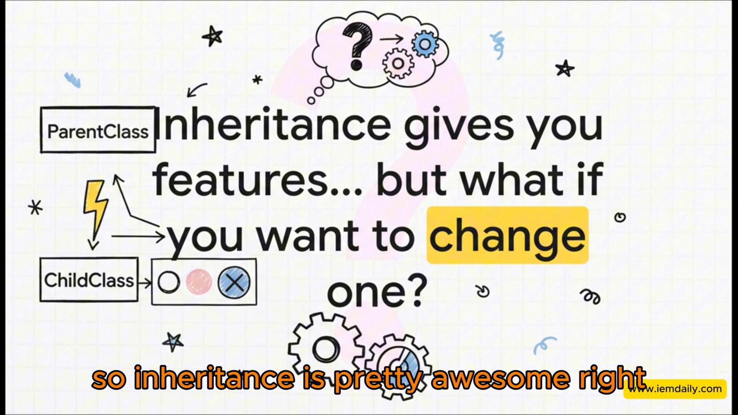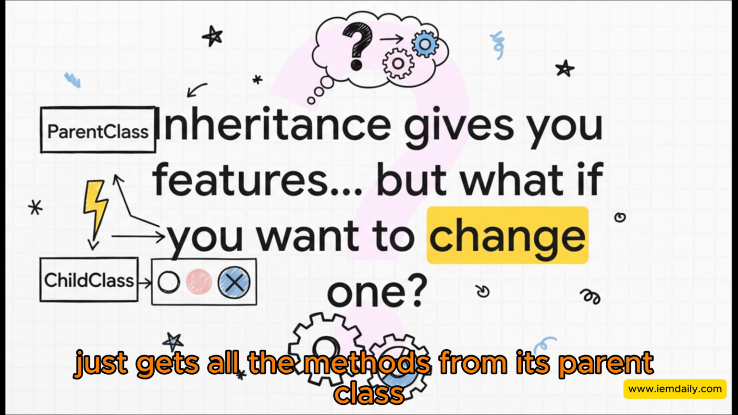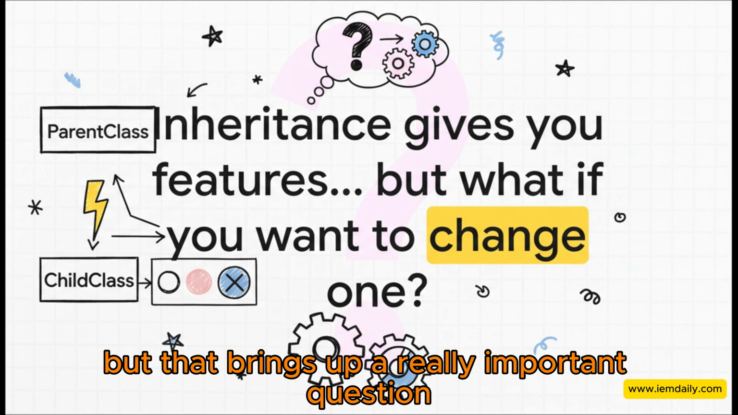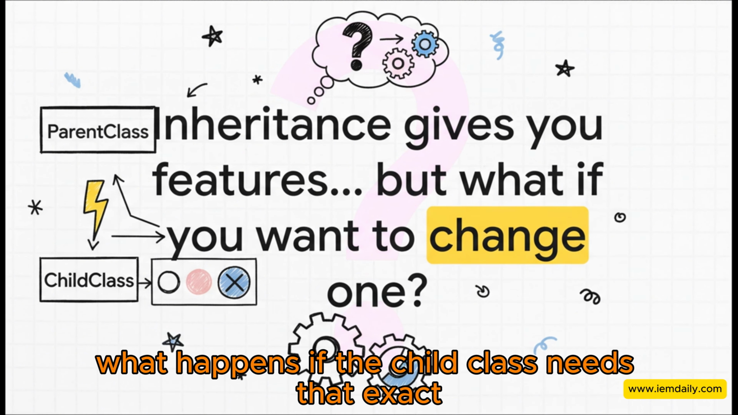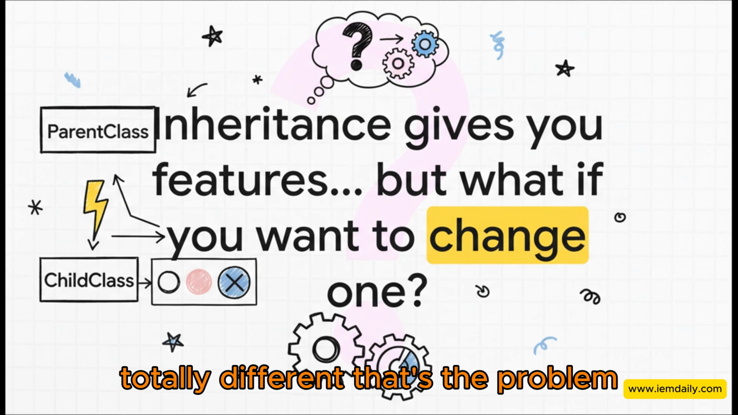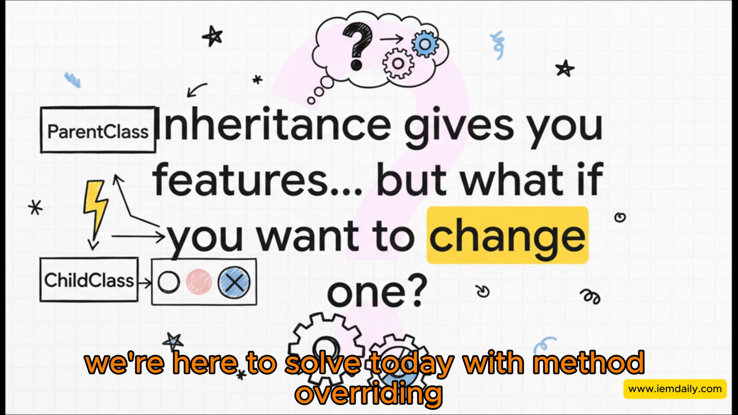So inheritance is pretty awesome, right? A child class just gets all the methods from its parent class, like for free, no extra work needed. But that brings up a really important question. What happens if the child class needs that exact same method to do something totally different? That's the problem we're here to solve today with method overriding.